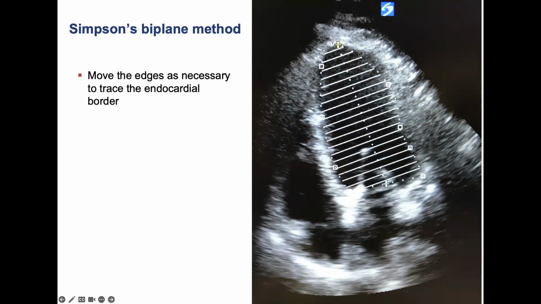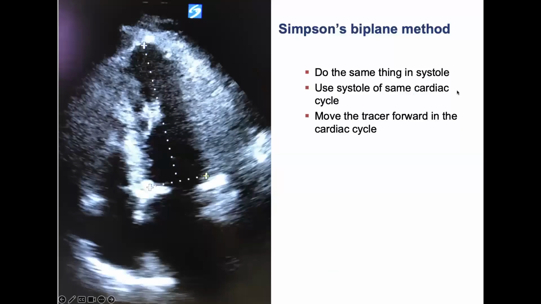And once you do this, you need to go around and you need to adjust these. So like here, I would move it in to actually match the border, and maybe move it out here and move it out a little bit here. So you're going to go around and kind of fix what the computer has automatically done to make sure it accurately reflects the size of the chamber.